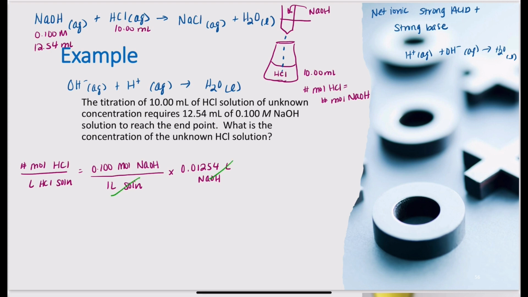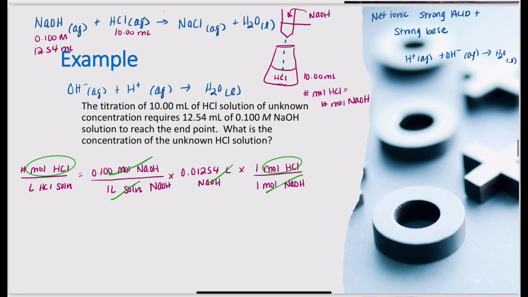This cancels out my liters of solution. And again, this is sodium hydroxide solution down here. I have moles of NaOH. My balanced equation tells me that 1 mole of HCl reacts with 1 mole of sodium hydroxide. I've got my moles of HCl, so I've got my numerator.